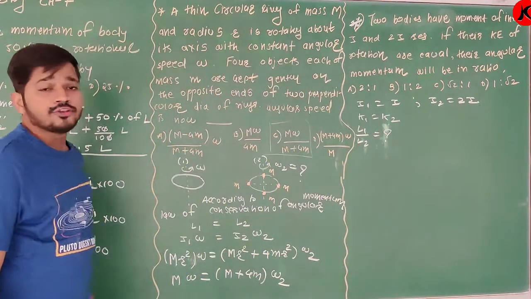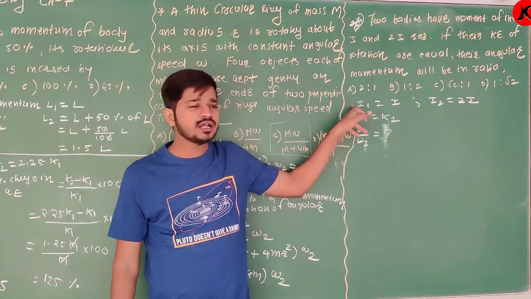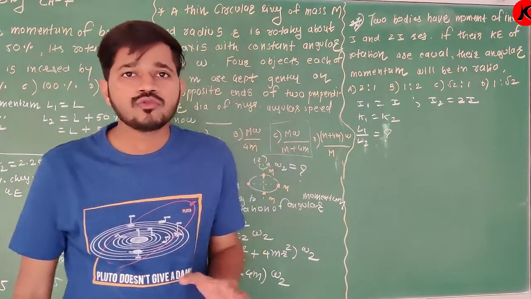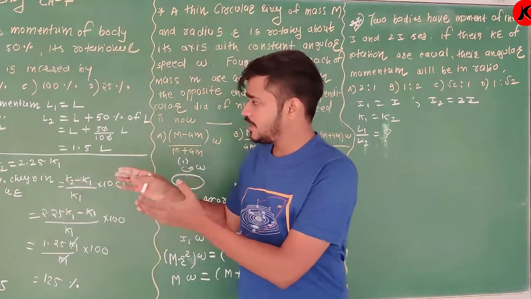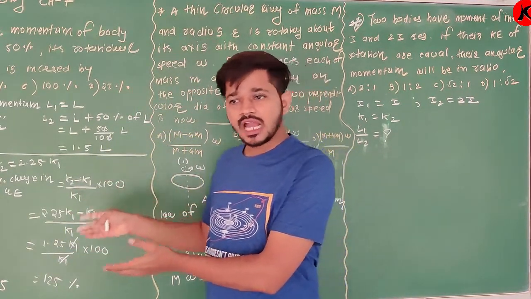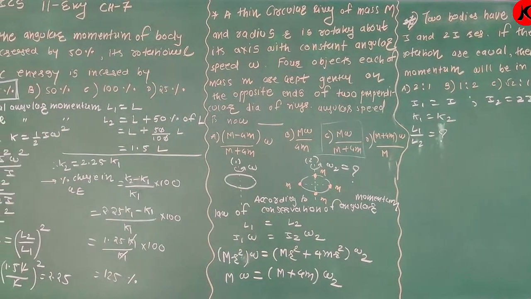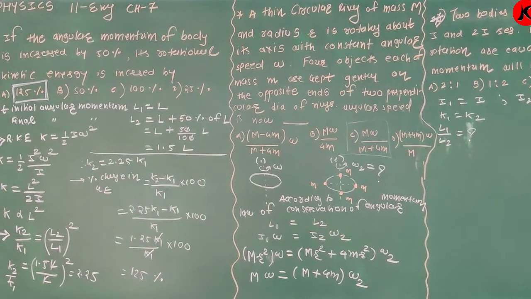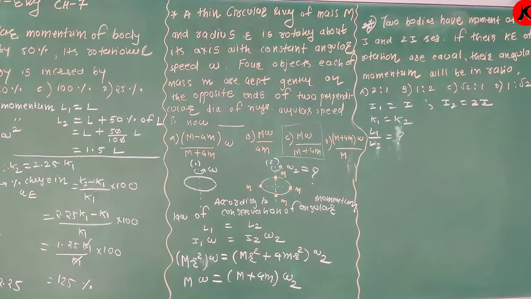See, you are given 3 quantities: moment of inertia, rotational kinetic energy and angular momentum. First of all, you have to identify the relation between them. We have already obtained such a relation. Remember, here it is: K is equal to L square upon 2I. So we have to use this relation to solve this question.